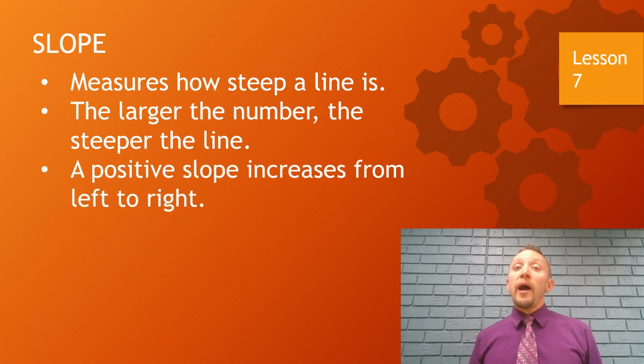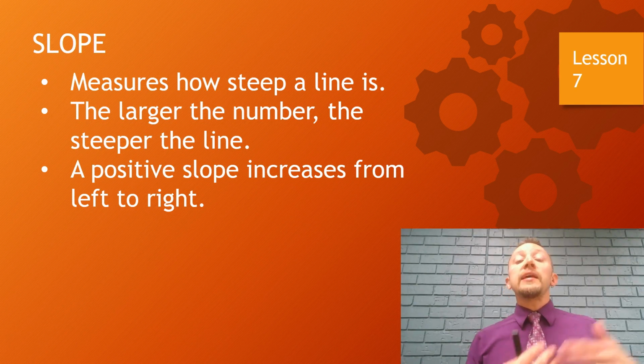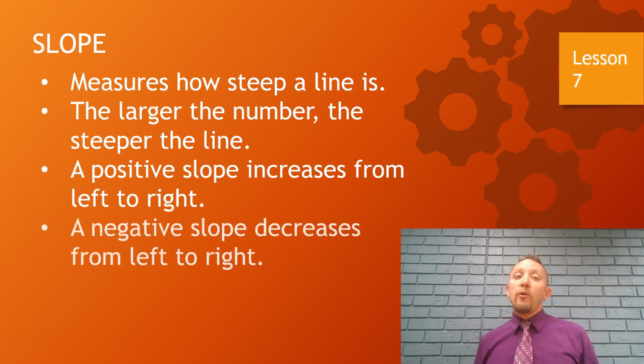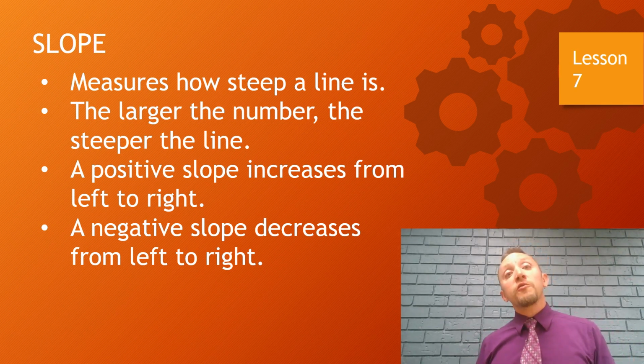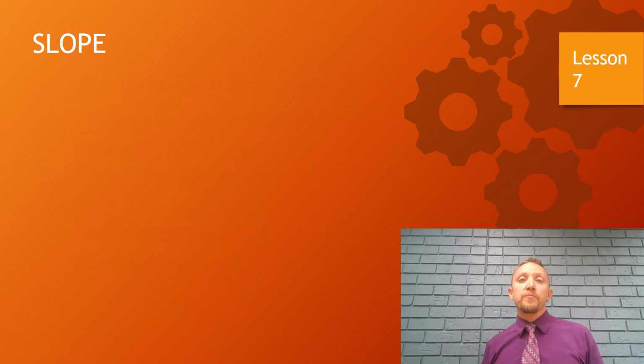Now, you could have a positive slope or you could have a negative slope. A positive slope means that it's going to increase from left to right. However, a negative slope means it's going to be decreasing from left to right. We read a graph just like we would a book, from left to right. So from left to right, if it's increasing, if it's going up, we say it has a positive slope. If it's going down from left to right, we say it has a negative slope.